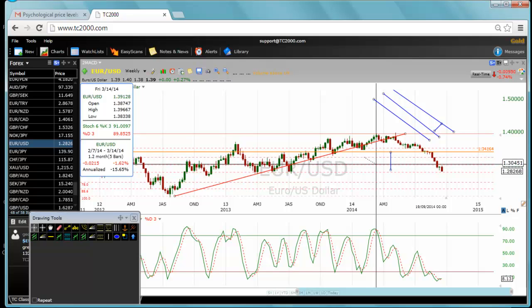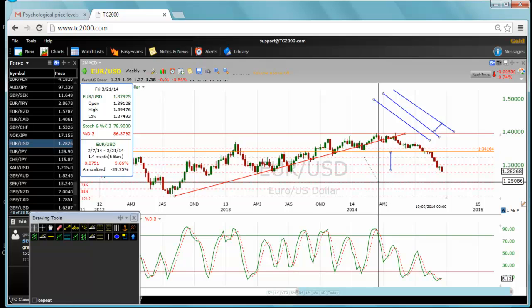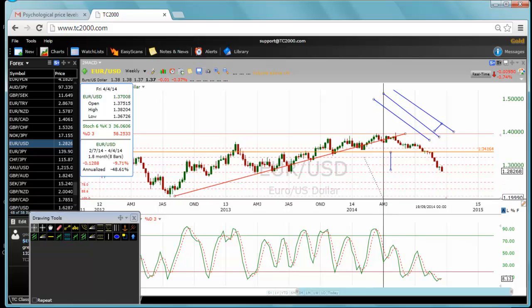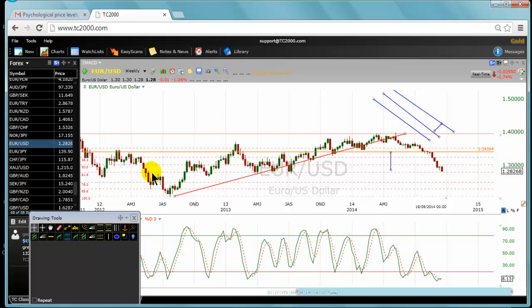Then we have the 50%, and then we have what? The 61.8%, and then we have 78%. I use exactly 78%, and you may disagree with me. And then you have the 88.6%, and then you have the 100%. Just have it like this and know where these Fibonacci retracement levels are.